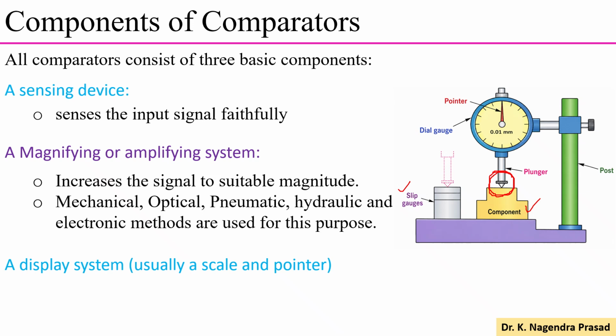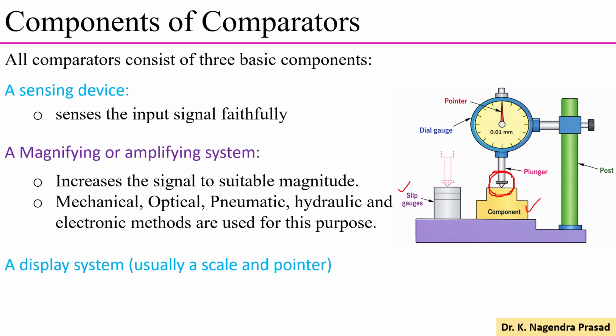And next one is the magnifying or amplifying system. The magnifying or amplifying system increases the signal to a suitable magnitude. In general, the difference between the slip gauges and the component height is very small, which we are not able to identify with the naked eye. In this regard, this difference should be magnified by different mechanical or electrical components. So mechanical, optical, pneumatic, hydraulic and electronic methods are used for this purpose.